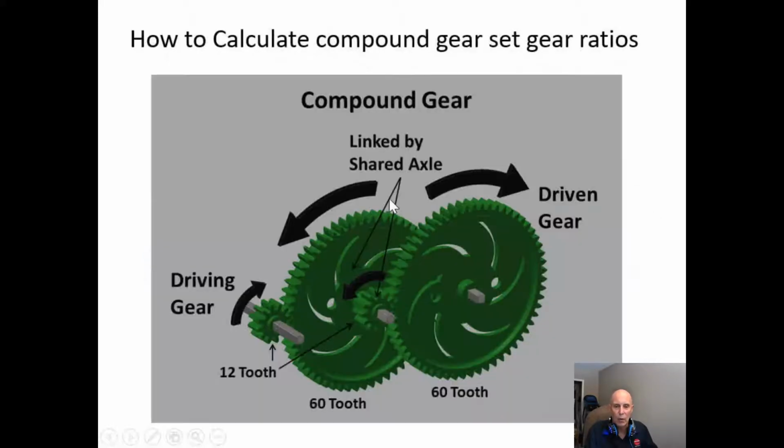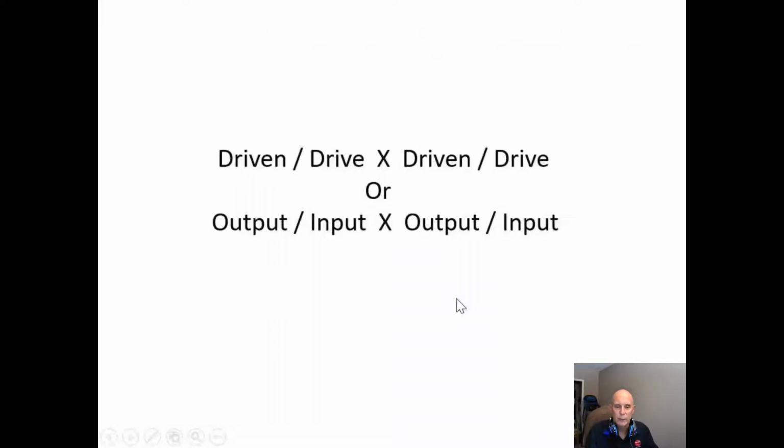Let's take a look at how this is set up. Here we have an input of 12 teeth and an output of 60. So again, driven over drive, or output over input, it would be 60 divided by 12, which gives us 5. We have the same here because this is our input and this is our output. We have the same gear count, 60 over 12, which is 5. So it would be 5 times 5, a gear ratio of 25 to 1.